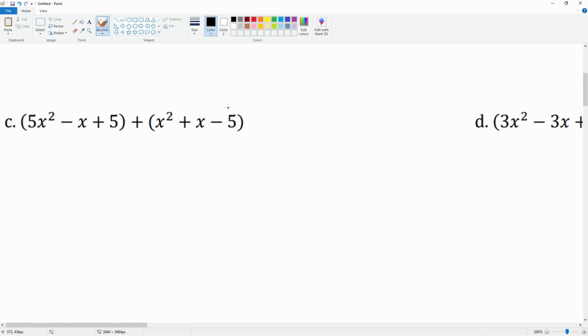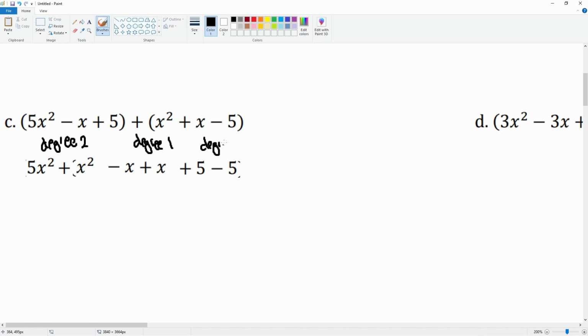Okay, here let's group it by terms. So we have the 5x squared, then we have an x squared, and we're going to add those terms. Then you have the minus x plus x, then we have the plus 5 and the minus 5. All right, this should be categorized by its degree. This is degree 2, degree 1, degree 0. 5x squared plus x squared, 6x squared.